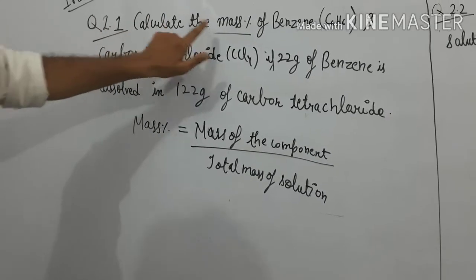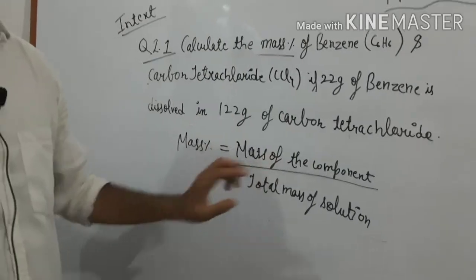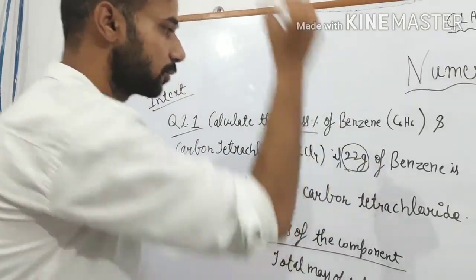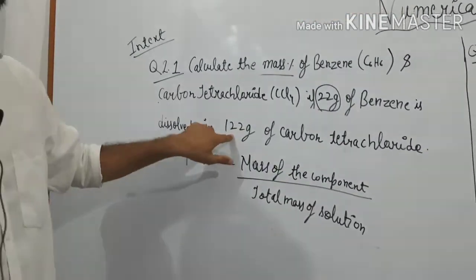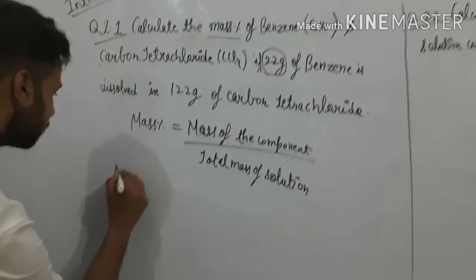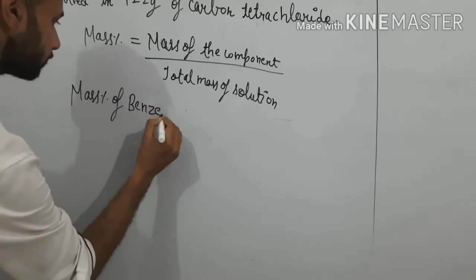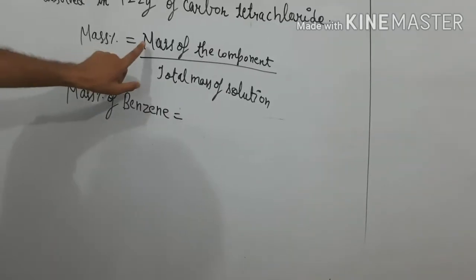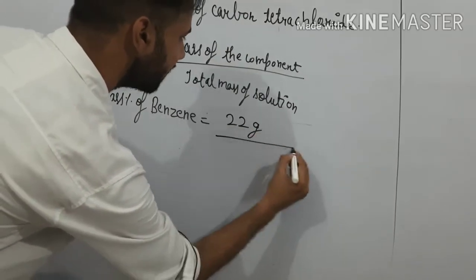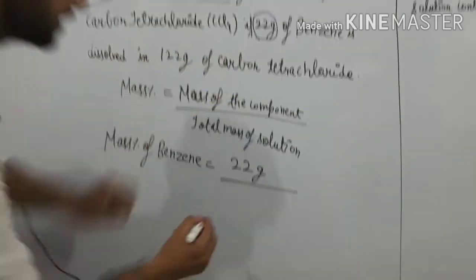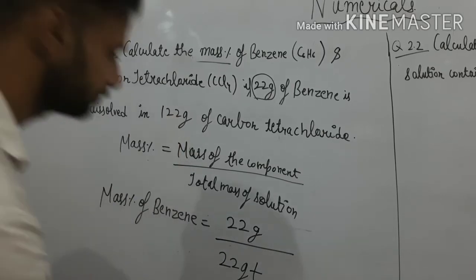In this question, we have to find the mass percentage of benzene. So what is the mass of benzene? 22 gram. And what is the mass of total solution? 22 gram plus 122 gram. So we will find here the mass percentage of benzene. So the mass of benzene, 22 gram, divided by total mass of solution. Benzene is 22 gram and the mass of carbon tetrachloride is 122 gram.